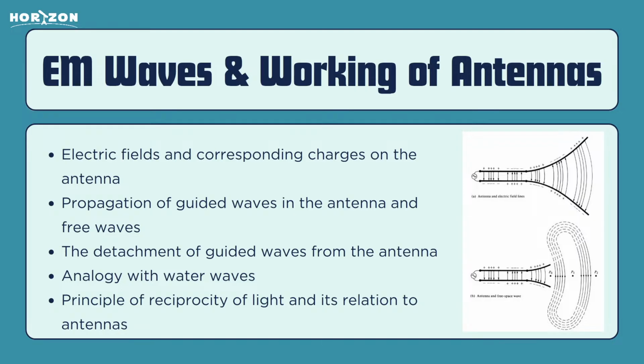The second diagram shows the propagation of free waves through space. This occurs after the detachment of the wave from the antenna. This can be thought of with an analogy with water waves. When there is a disturbance in a water body, it generates waves through water, which propagate even after the disturbance is removed.